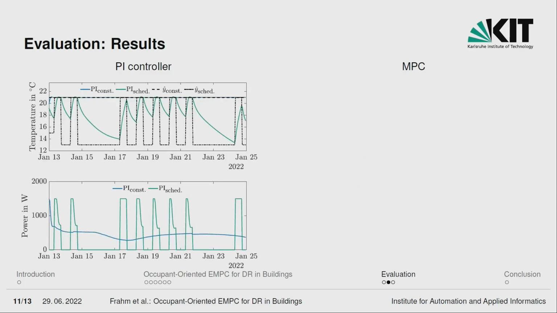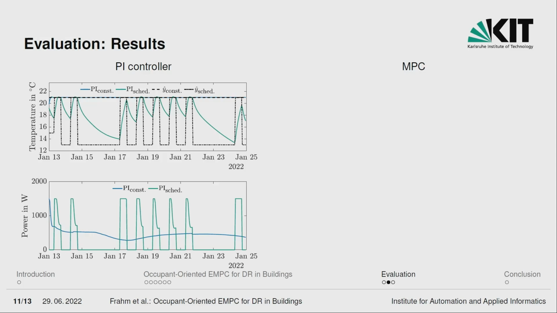Therefore, we have one controller that applies an attendance schedule and one that is constantly heating. So we can see that one controller meets the reference temperature of 21 degrees all the time. Therefore, the heating is on a relatively constant and low level compared to the scheduled PI controller that has higher peak loads but also may turn off during times when the building is unoccupied.